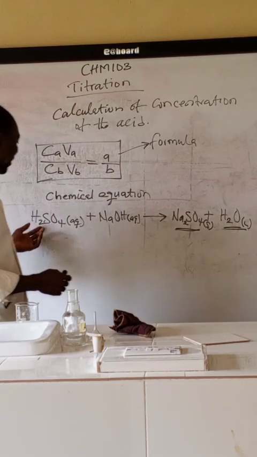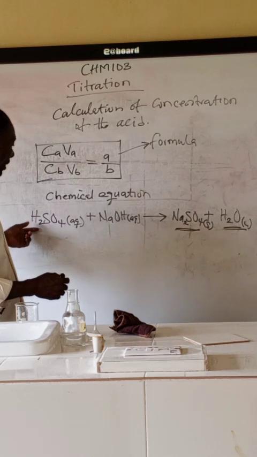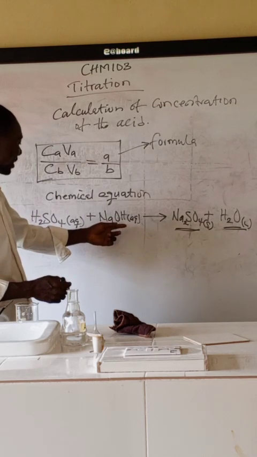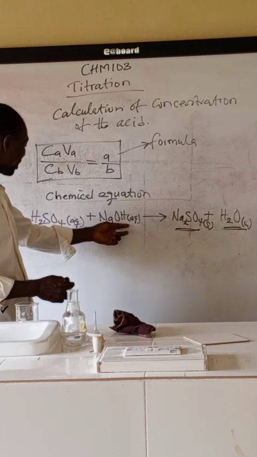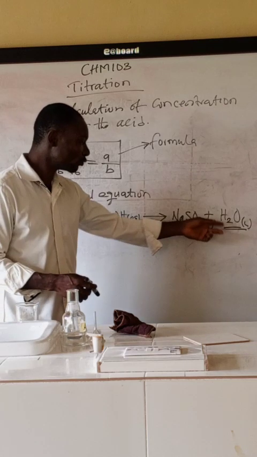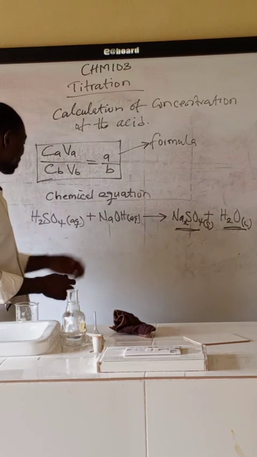Now, we have two hydrogen here, plus one hydrogen here. Here we have three hydrogen. Then when you come to this side, we just have two hydrogen. So what do we do to balance it out?